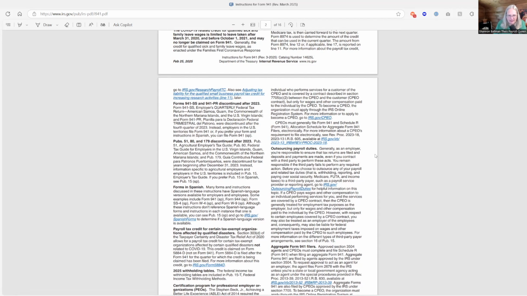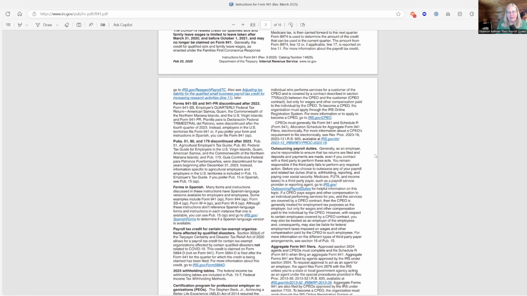If a CPEO pays wages and their compensation to an individual performing services for you, and the services are covered by a CPEO contract, then the CPEO is generally treated for employment tax purposes as the employer. This is really a key piece of information to know, you guys.